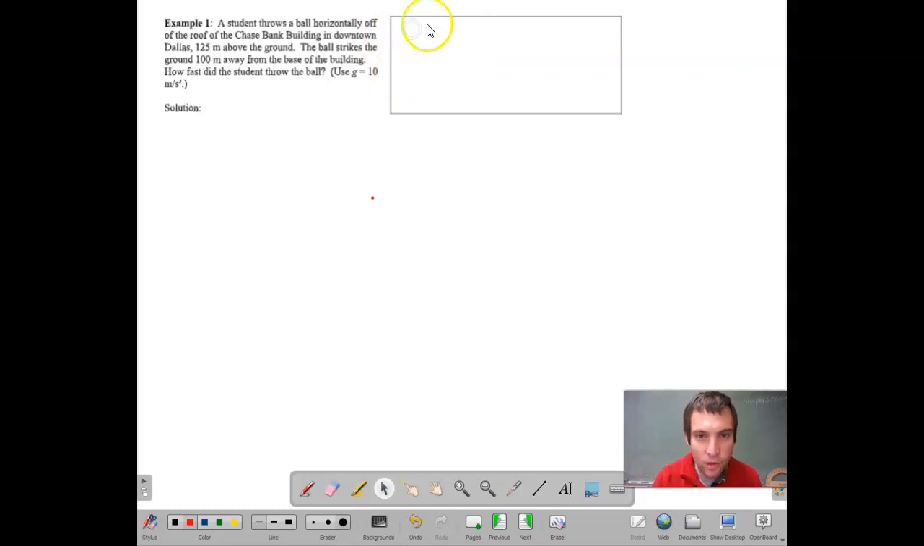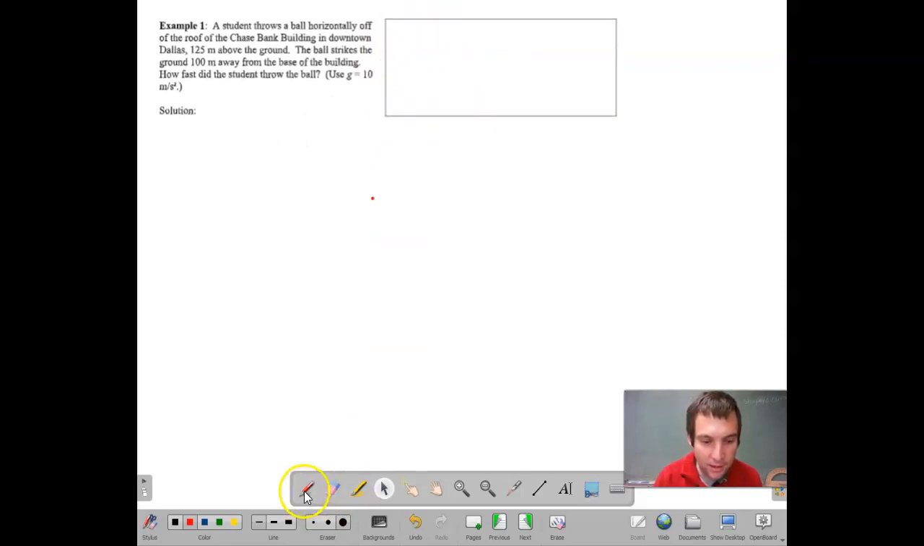So the first thing we want to do, always sketch it out. Remember, it doesn't have to be a sketch that is going to win many awards, but it should at least show what is happening. So we're throwing the ball horizontally off of a building that is 125 meters off of the ground. So the ball is going to travel like this. Starts off horizontally and then accelerates downwards.